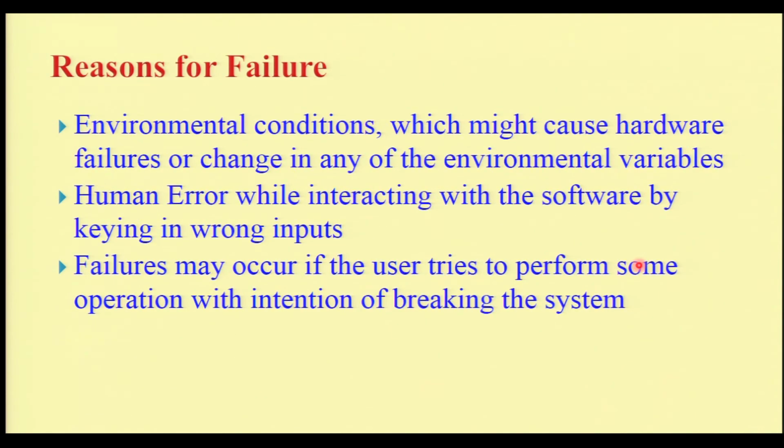Let us now find out the reasons for failure. Environmental conditions which might cause hardware failures or changes in any of the environmental variables. Human error while interacting with the software by keying in wrong inputs, because people may not be highly committed, people may not be keying in correctly always. So to err is human, so that denotes over here as human error while interacting with the software by keying in wrong inputs. Failures may occur if the user tries to perform some operation with the intention of breaking the system.